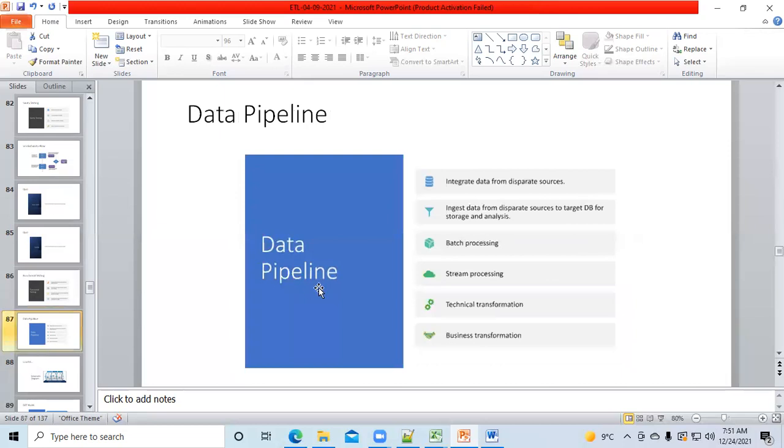Perfect. Now moving to the next one, data pipeline. What is data pipeline? This is exactly the same as your water pipeline. Okay, what happens in this? Integrate data from disparate sources.